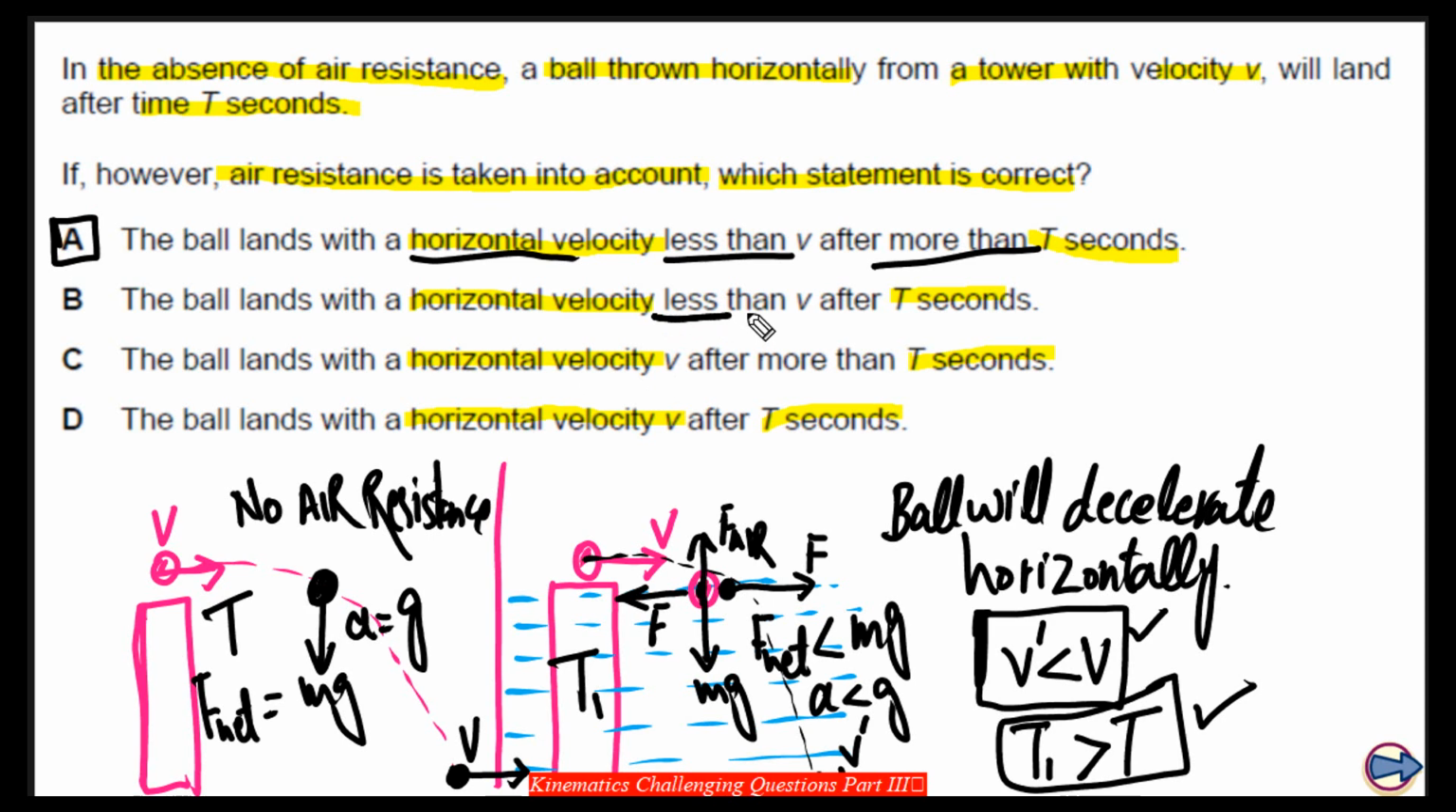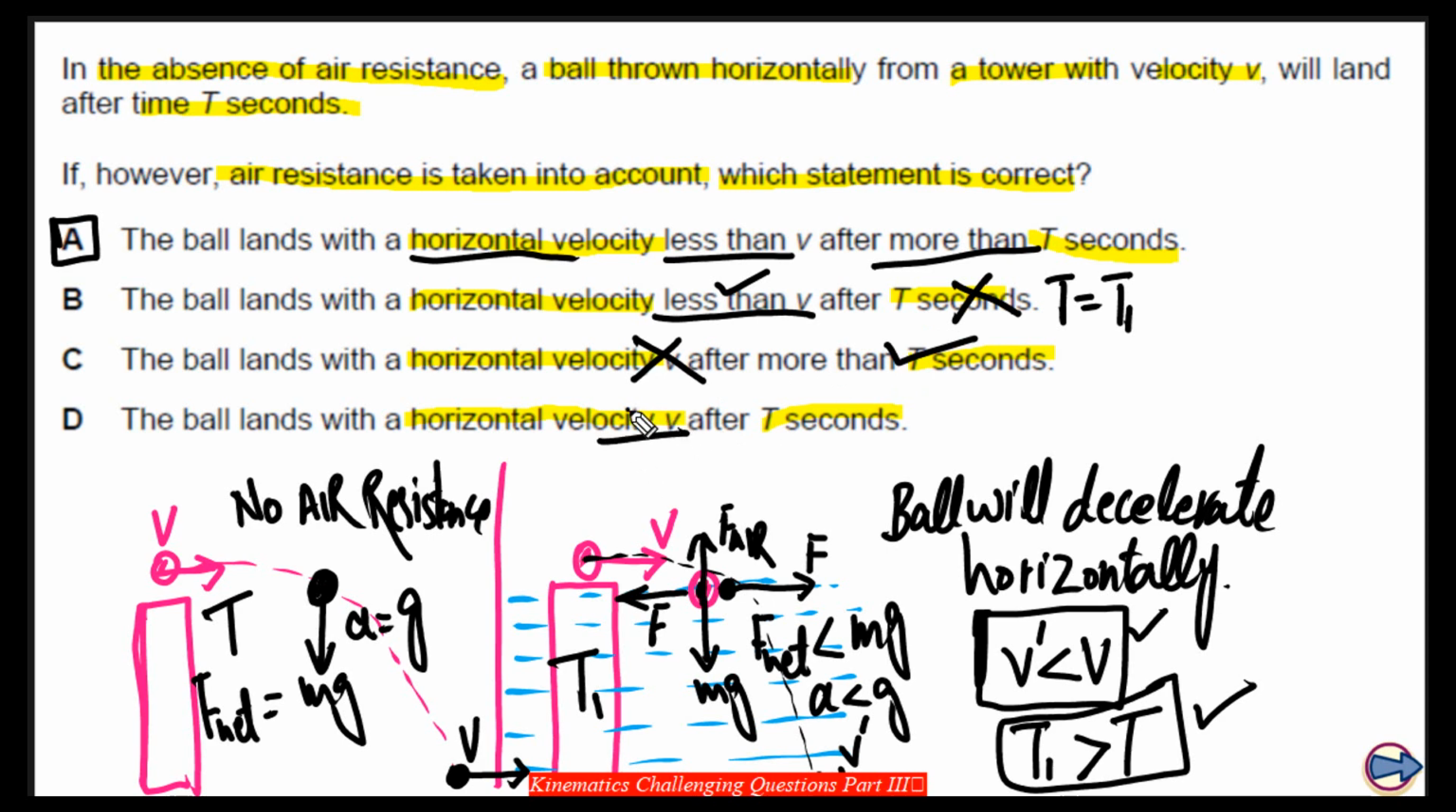Now next one, less than v, that's okay, this is correct. But after t, no, this is simply telling you t is equal to t1, so this is not correct. So next one, horizontal velocity v, no, it has to be less than. More than t, that's correct.